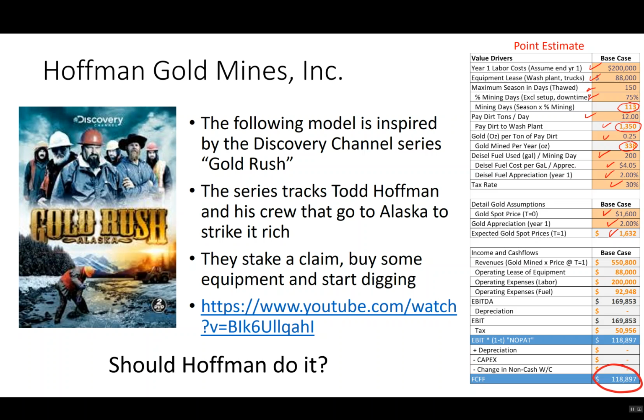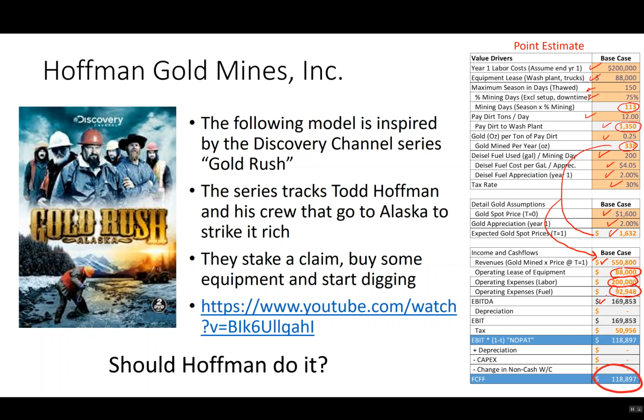Now I can do my income statement of free cash flows. That gives me revenues of 338 ounces of gold times $1,600 an ounce, which gives me $550,000. We're going to assume they do an operating lease on their equipment. Again, those are the several trucks and the wash plant. They're going to have operating expenses of labor and another operating expense of fuel. And that fuel is the number of gallons per day times the number of days.